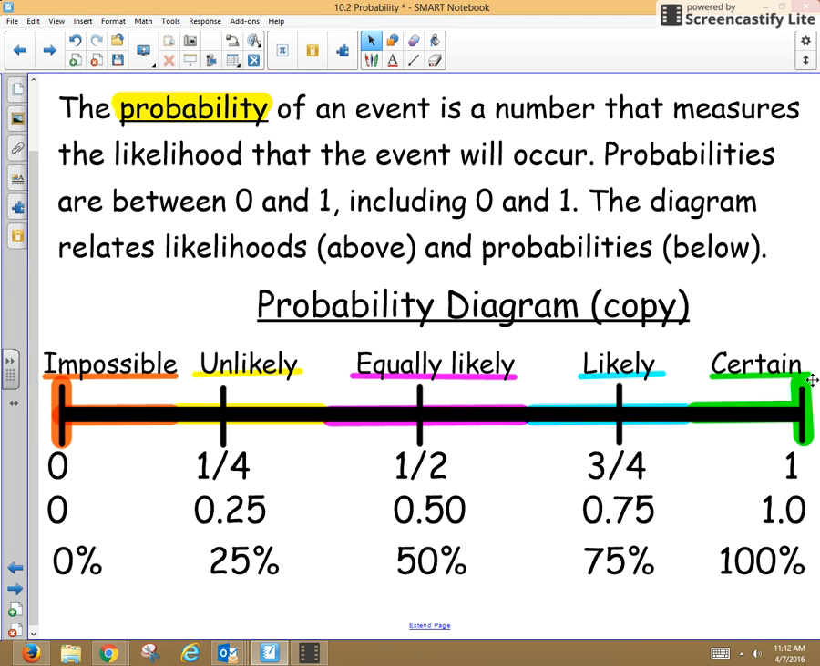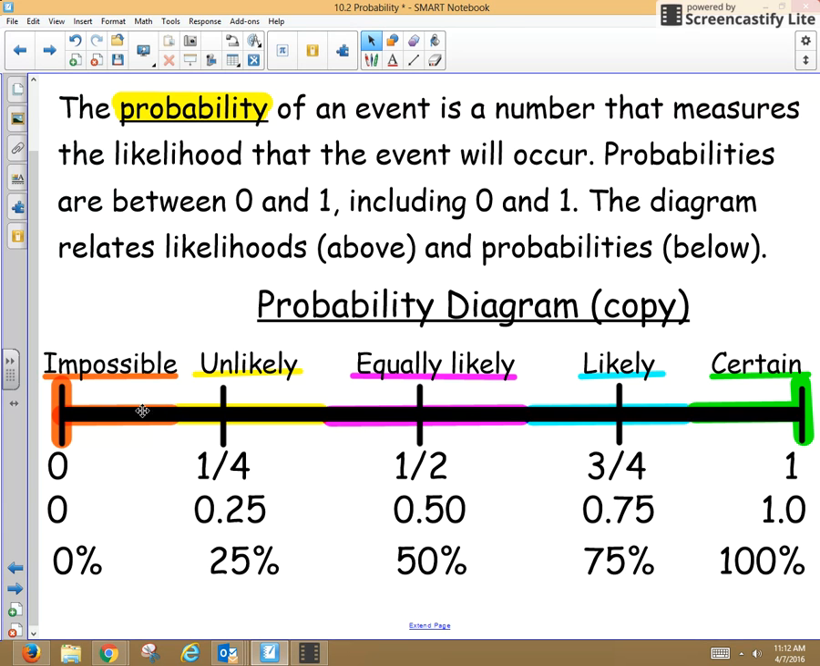And when we get to the far right, we have certain. And if something is certain, for example, if I had a bag of 4 red marbles, the probability of me getting a red would be 4 out of 4, which reduces to 1 whole chance. So we write 1, 1.0, or 100%.